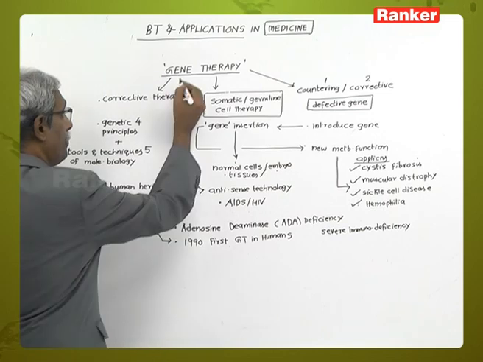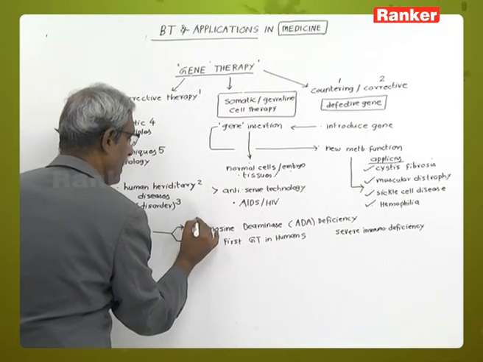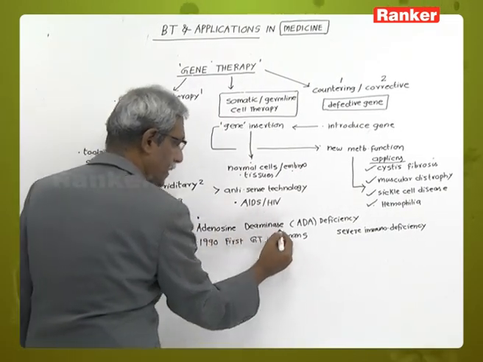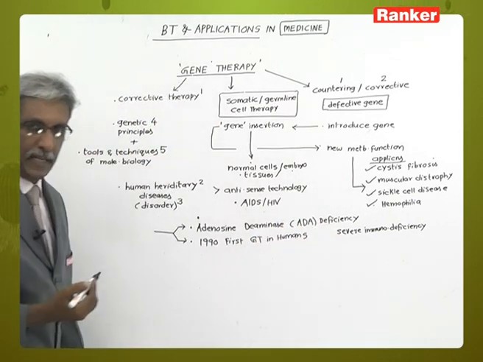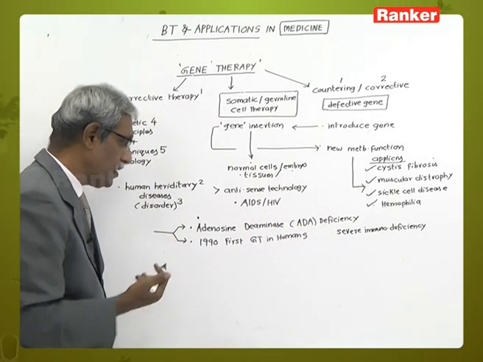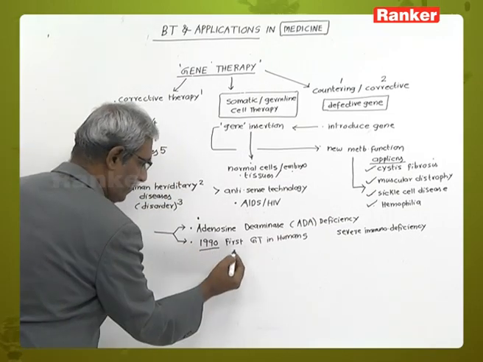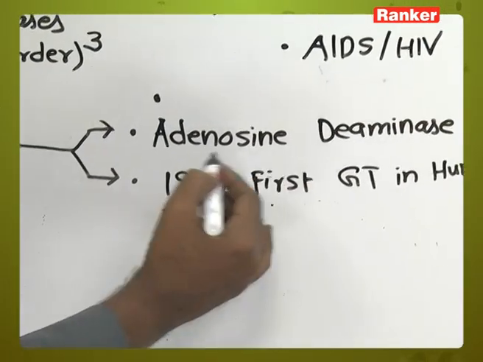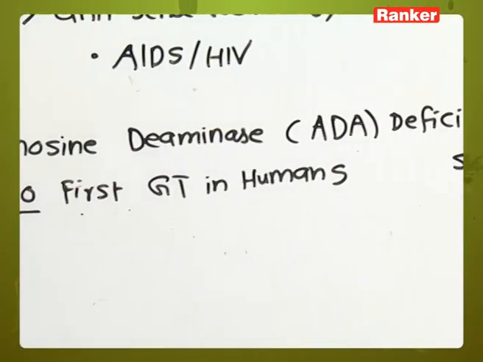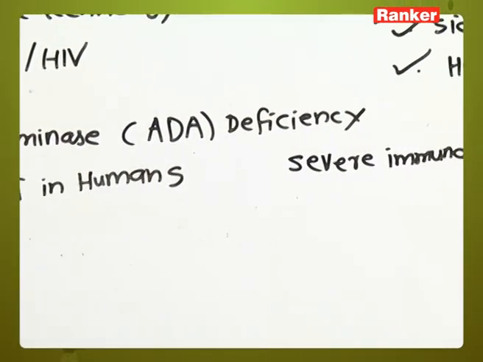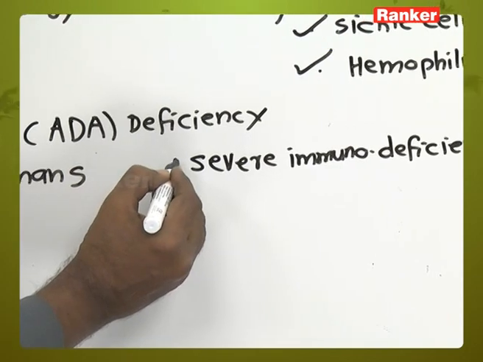Now, the most important application of gene therapy relates to adenosine deaminase deficiency or ADA deficiency, which is seen in small children. In 1990 we had a breakthrough because we had the first gene therapy in humans with relation to ADA deficiency. Now, ADA deficiency is a severe immunological deficiency.